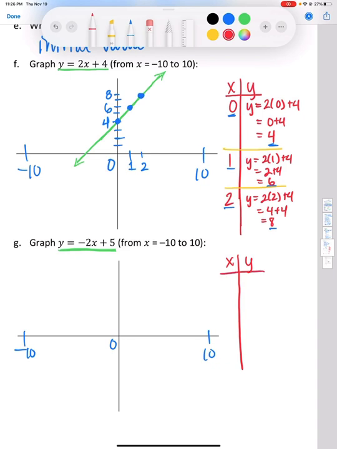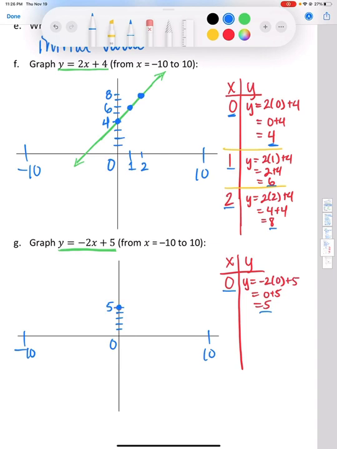Okay. Let's go ahead and use our same numbers, just for simplicity's sake. 0. So if x is 0, then y is going to equal negative 2 times 0 plus 5. That's equal to 0 plus 5, which is equal to 5. So we're going to plot 0, 5. So 0, 1, 2, 3, 4, 5. So there's 5 right here.